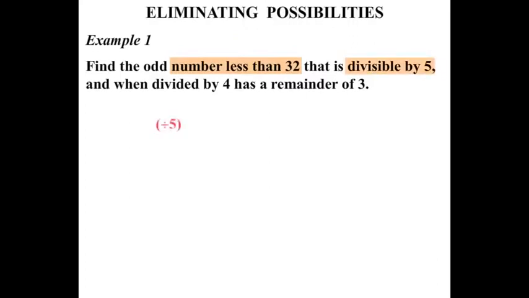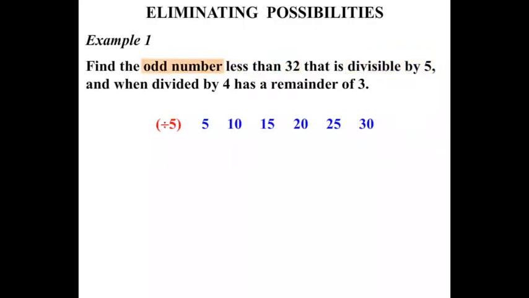So in our working, let's write divisible by 5. Those numbers would be 5, 10, 15, 20, 25, 30. All right, no need to go any further because the number is less than 32.